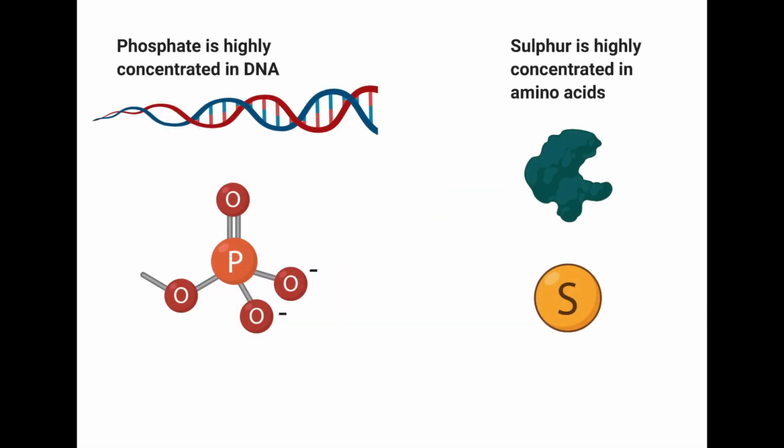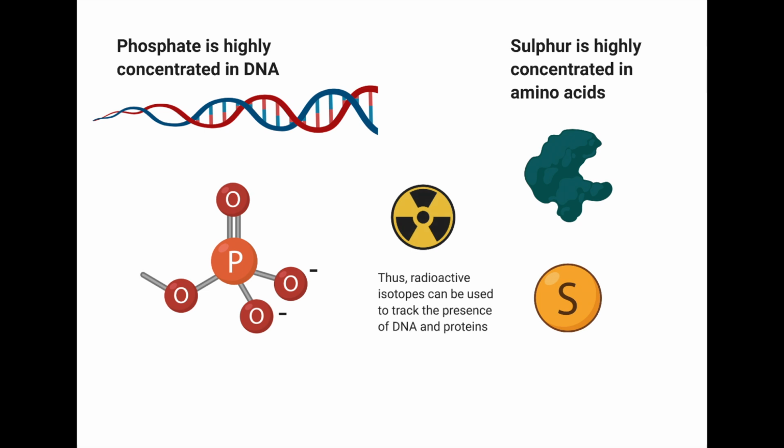Crucial to this experiment is the fact that phosphate is highly concentrated in DNA, but not proteins, while sulfur is highly concentrated in amino acids, but not DNA. This enabled Hershey and Chase to track the presence of DNA in proteins by using radioactive isotopes of these elements.